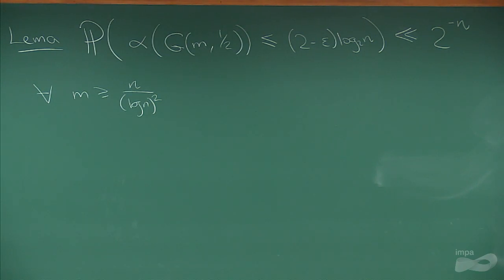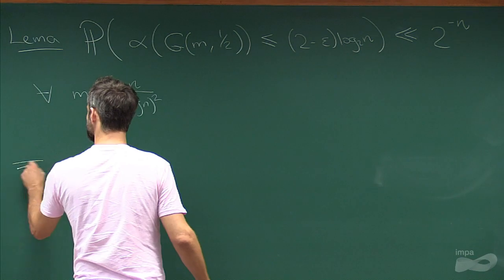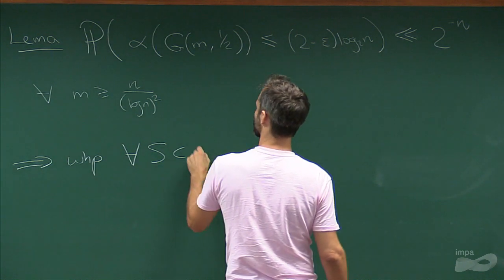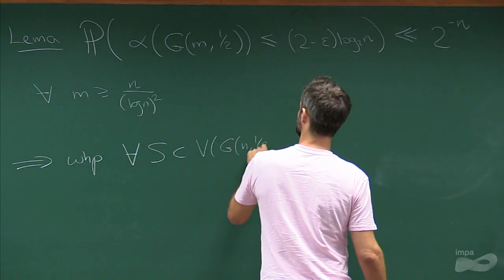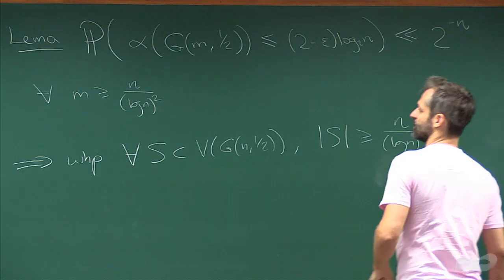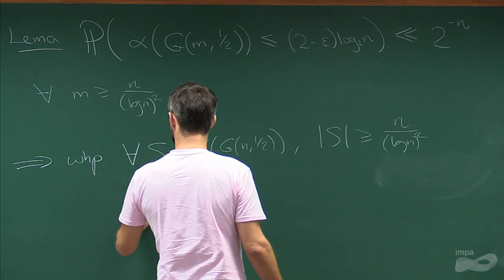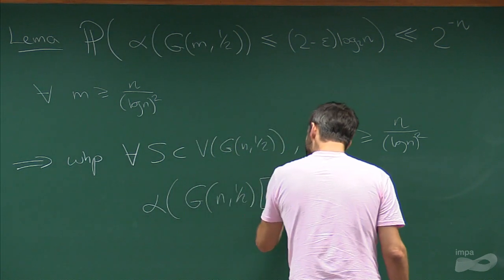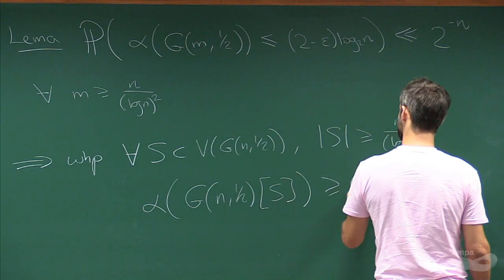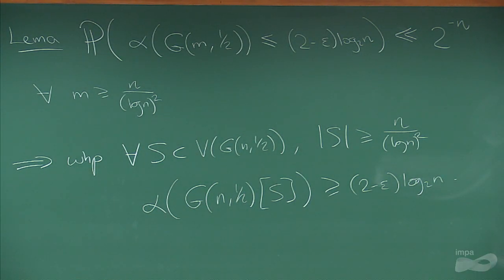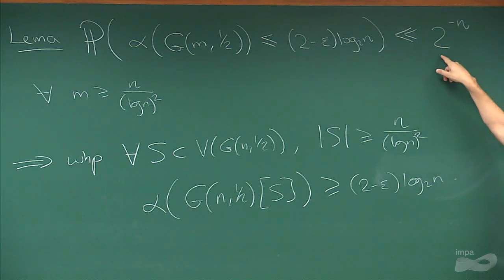The property that we want, so this implies that with high probability, every subset S of the vertex set of G(n,1/2) of size at least n over (log n) squared has this property: the independence number of G(n,1/2) restricted to S is at least (2 minus epsilon) log to the base 2 of n. And what's the proof of this? How do you deduce this from the lemma?